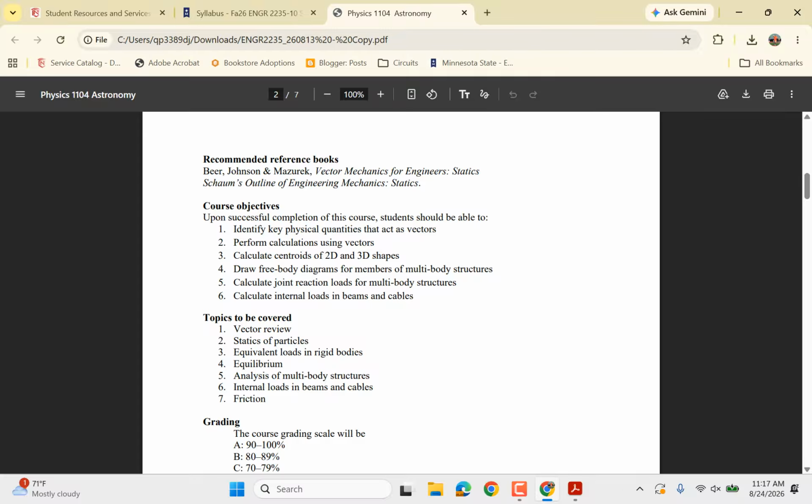I do love Schaum's outlines, and they cost about $25 each. So I would always recommend, once you finish a class, getting a Schaum's outline for it. Yes?